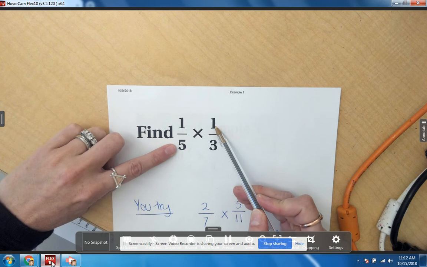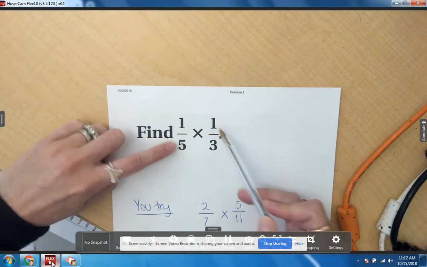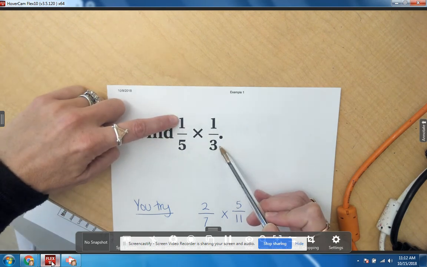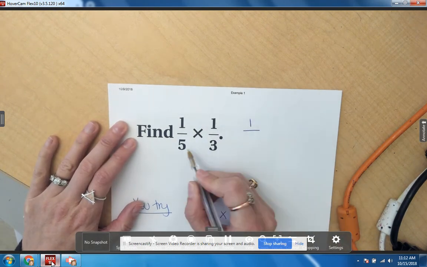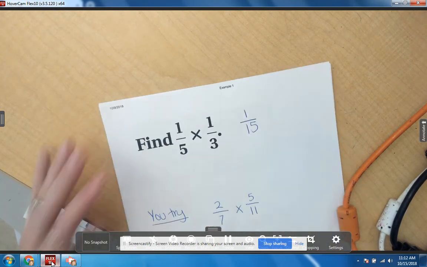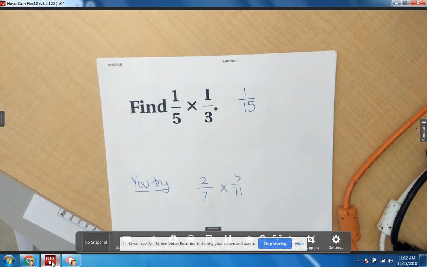There's nothing I could divide 1 and 5 both by to make them smaller. Look the other way. Again, nothing I could divide them both by. So I'm going to multiply right across. 1 times 1 is 1. 5 times 3, 15. So unlike adding, you do not need to have common denominators. It's way easier to multiply fractions than it is to add or subtract them.